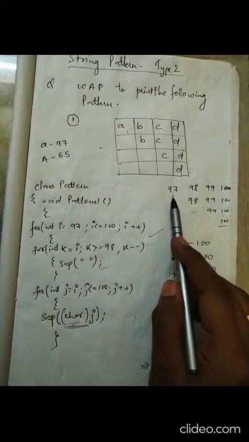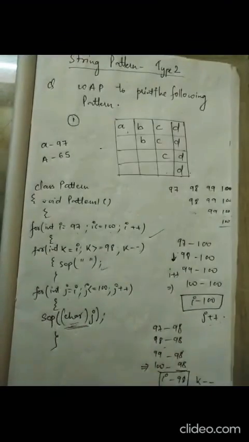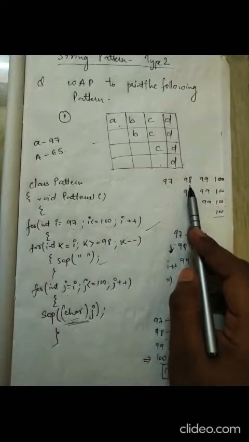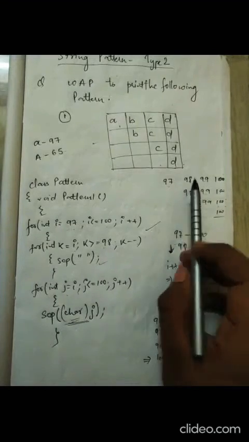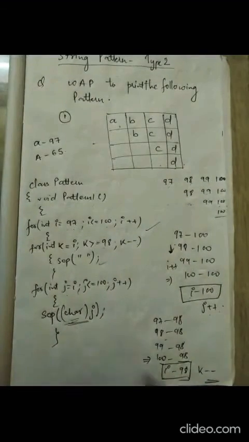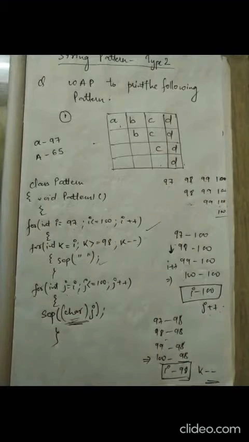So the character value of 97 is what? Small a, so that will be coming. 98, the character value is what? Small b, so that will be coming. So this is what you have to write: char, which should be in brackets. This is called explicit typecasting. You have done it in class 9.